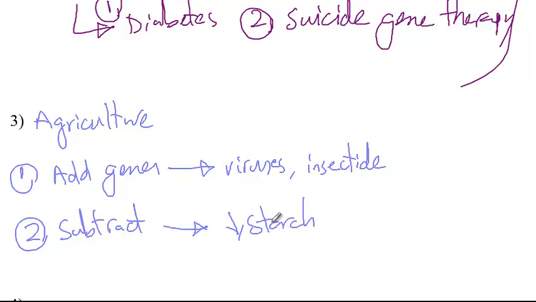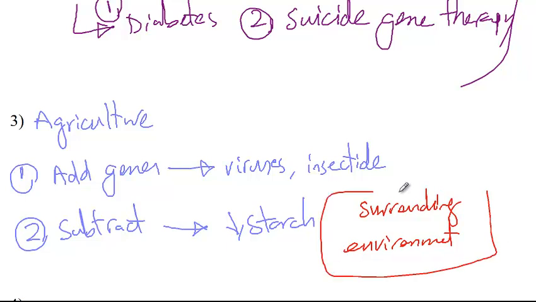And again, there would be ethical concerns regarding these changes, and that is, for instance, it's being told that transgenic plants can affect the surrounding environment and ecosystem. So that's again another ethical issue that we have to deal with once we are modifying these plants.